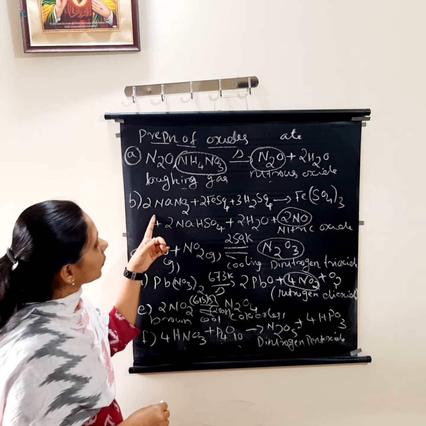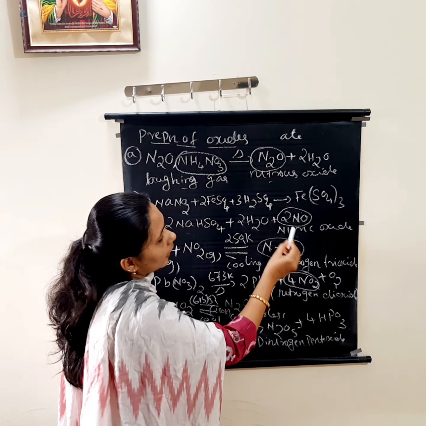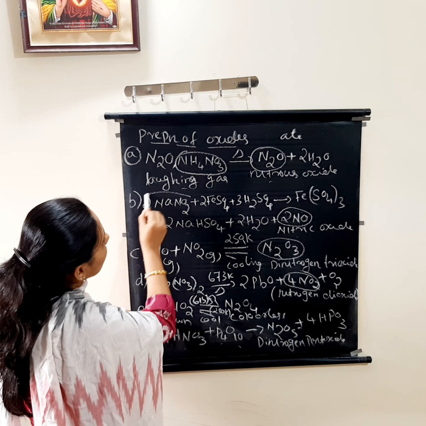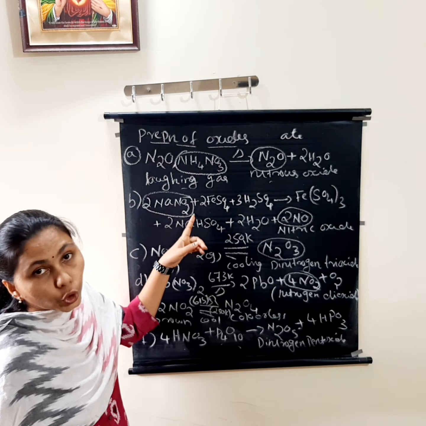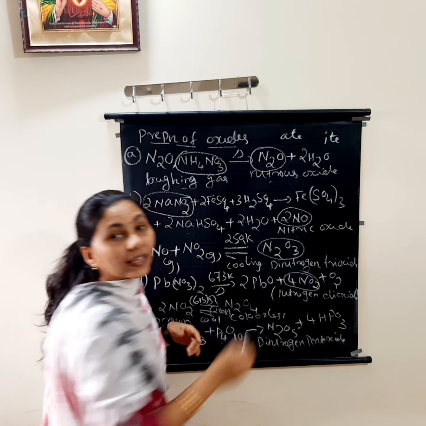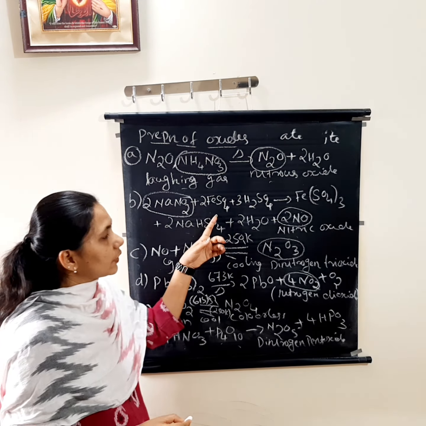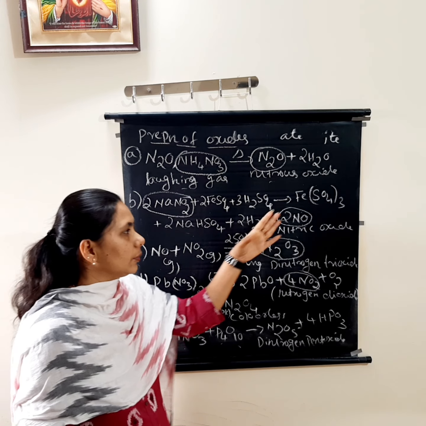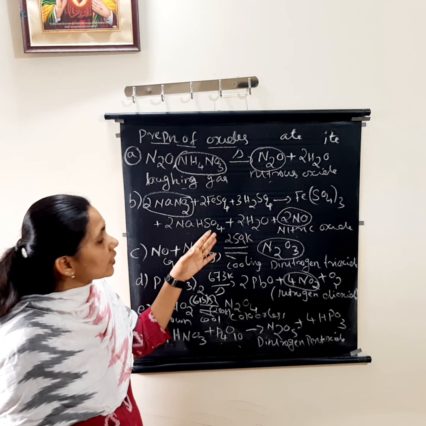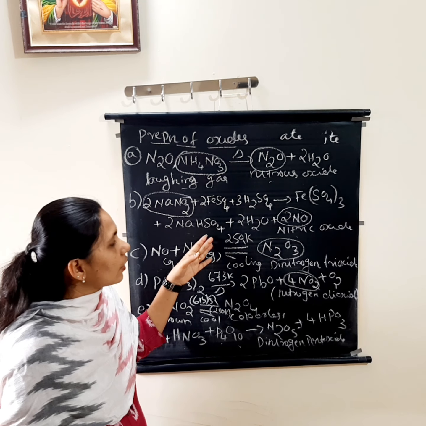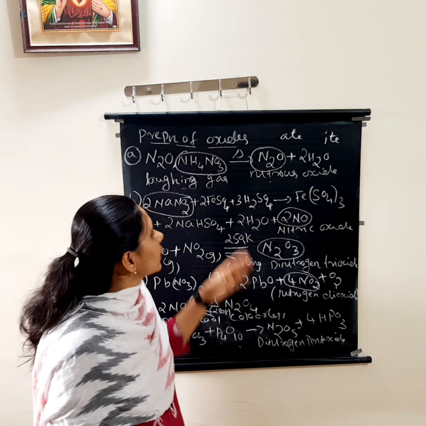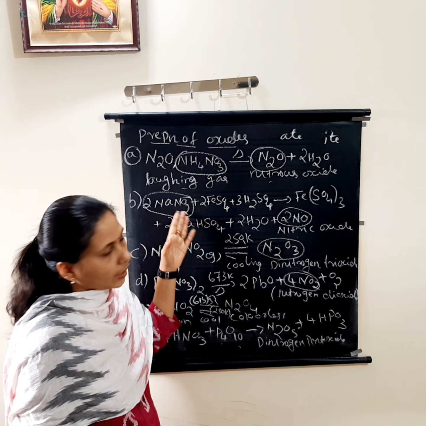Next preparation is nitric oxide. Nitric oxide means NO. It is prepared from sodium nitrite, NaNO2. NO2 means nitrite. It is treated with ferrous sulfate and sulfuric acid. We will get ferric sulfate plus sodium hydrogen sulfate, or sodium bisulfate, plus water plus nitric oxide. So that is from sodium nitrite.